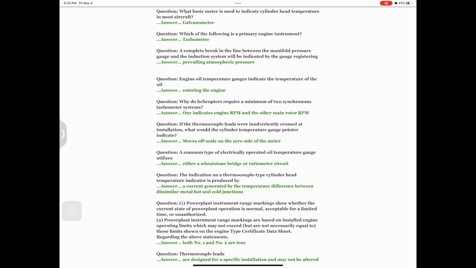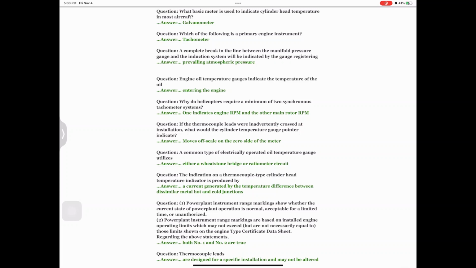Answer: galvanometer. Question: which of the following is a primary engine instrument? Answer: tachometer. Question: a complete break in the line between the manifold pressure gauge and the induction system will be indicated by the gauge registering, answer, prevailing atmospheric pressure. Question: engine oil temperature gauges indicate the temperature of the oil, answer, entering the engine.